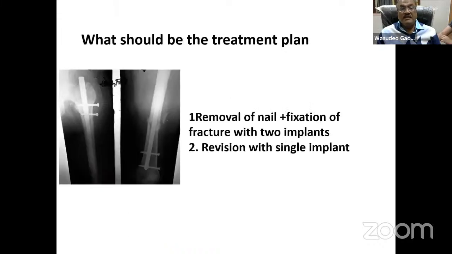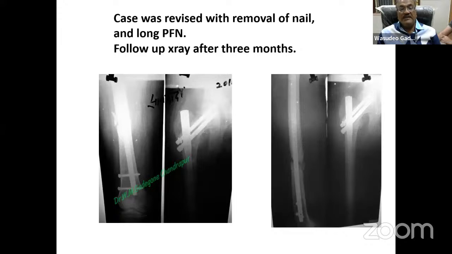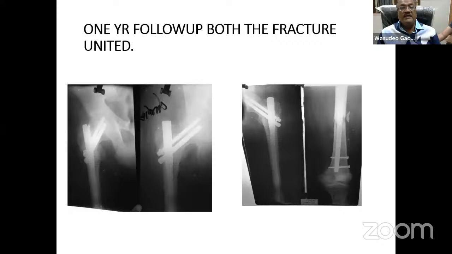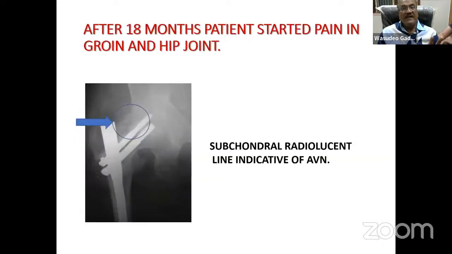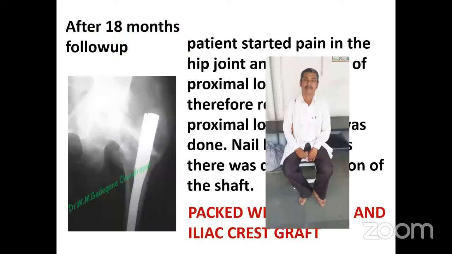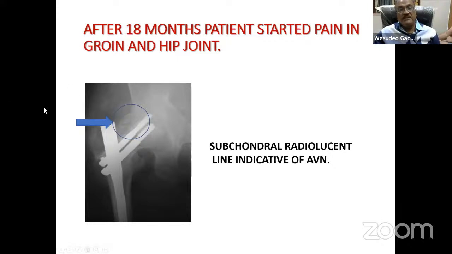So ultimately, removal of the nail, fixation of the fracture with two implants, revision with a single implant. What I did was revise with a long PFN in this case. At 1 year follow-up, both fractures were united, though there is some varus in the neck, but ultimately the patient was happy. After 18 months of follow-up, the patient started having pain in the groin, in the hip joint, and there was a subchondral radiolucency, which shows that the patient is going for avascular necrosis.